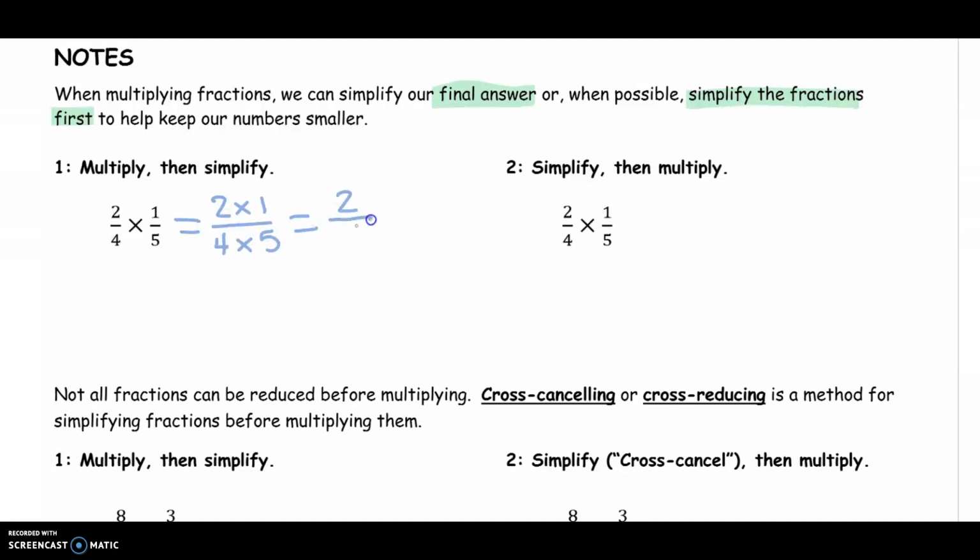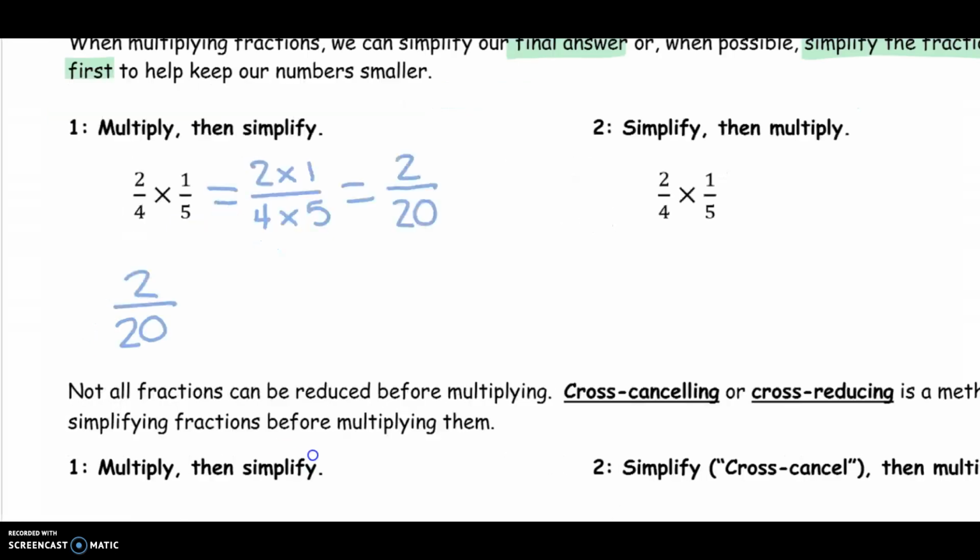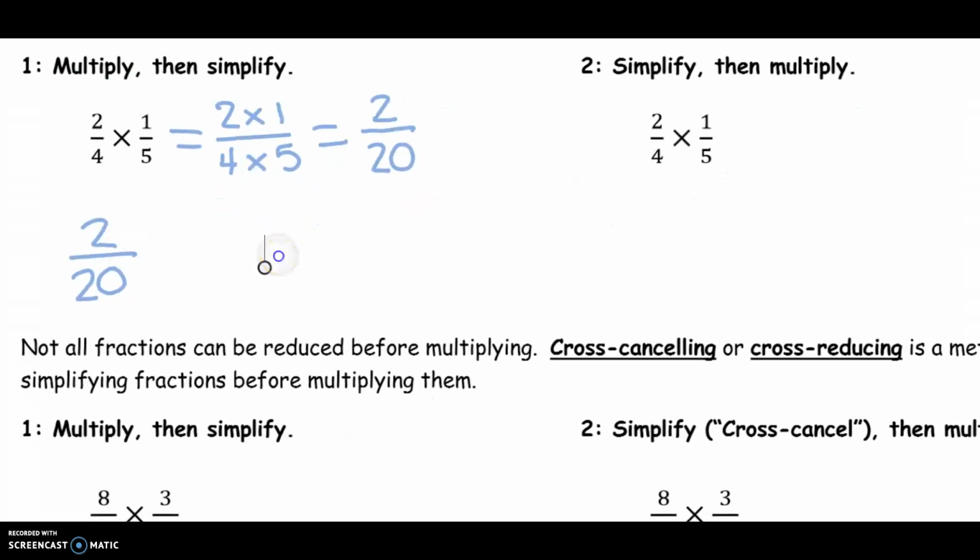get 2 over 20. And then I take my answer 2 over 20 and I divide by a common factor, which in this case would be 2. And I get 1/10, which is my final answer in simplest form.